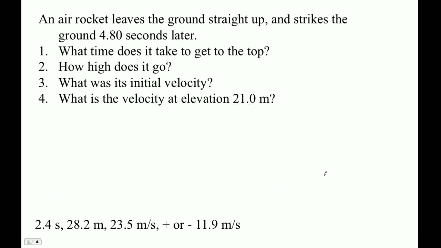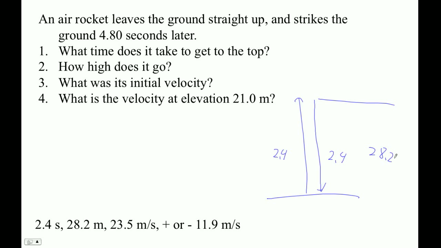So we're going to have to re-SUVAT that. Here's the ground. It goes up, it goes down. It's 2.4 seconds up and 2.4 seconds down. And this elevation here is 28.2528 meters. So at 21 meters, that's putting us about right there. We can re-SUVAT. Of course, at 21 meters, it's going to pass that on the way up and the way down. There should be two answers for this.